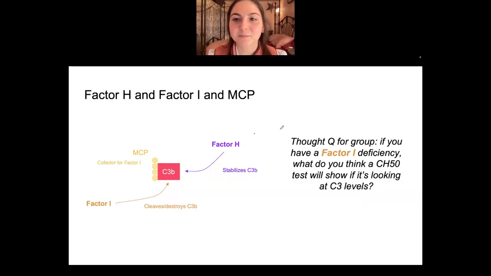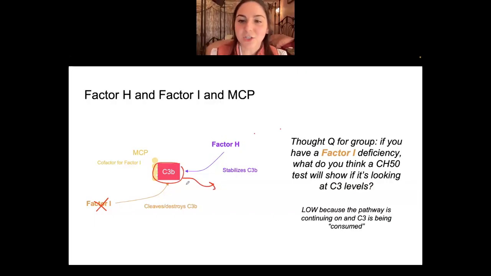Okay, so let's go back to this. If we have a factor I deficiency, what will our CH50 test show if we're looking at C3 levels? Factor I, at the end of the day, breaks down C3b, which is what we want. We want normal C3b levels. So if we have a factor I deficiency, now C3b can go do stuff, and if it goes to do stuff, you're going to consume more of it. So the levels are going to be low. You're going to have a low CH50 if you have a factor I deficiency.